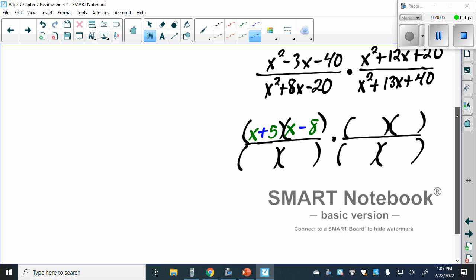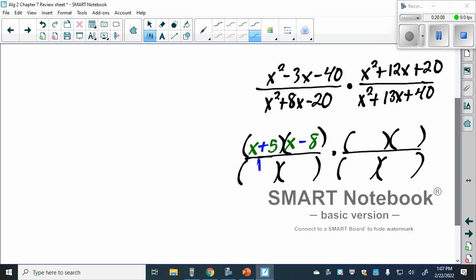Now, if we look at the denominator, since the 20 is negative, our signs are going to be opposite. One's going to be positive, one is negative. Factors of x squared are x and x. Now we need to look at the factors of 20 that we want. So we have 1 and 20, 2 and 10, and 4 and 5. It's going to be 2 and 10, and the 10 would be positive and the 2 is negative.